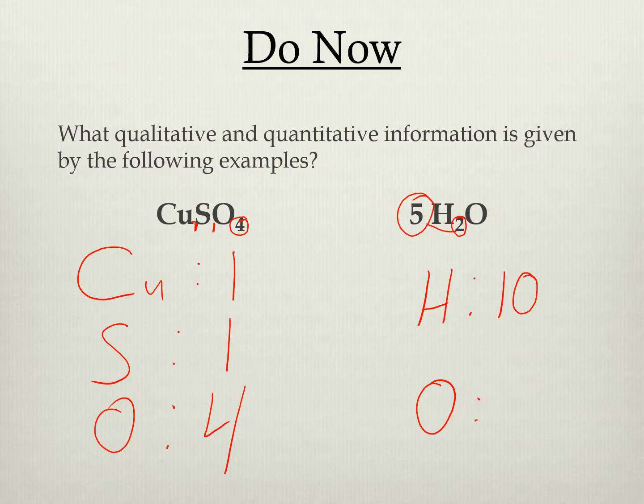For oxygen, it's the same thing. There's no number next to oxygen, so we know there's only 1 oxygen in each water molecule. But because of this 5, our 5 water molecules altogether give us 5 times 1 equals a total of 5 oxygen atoms.